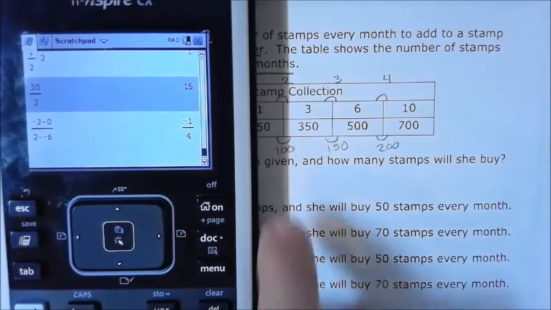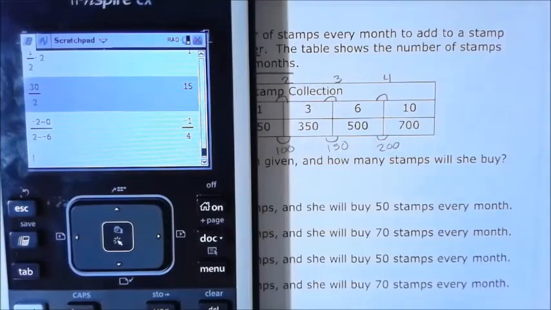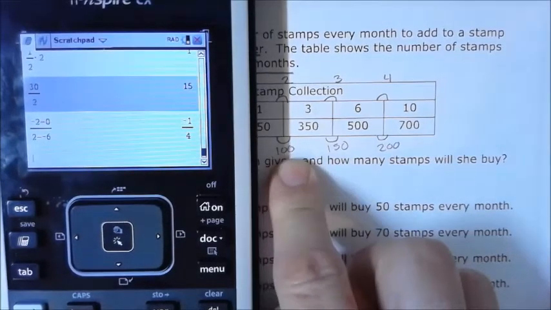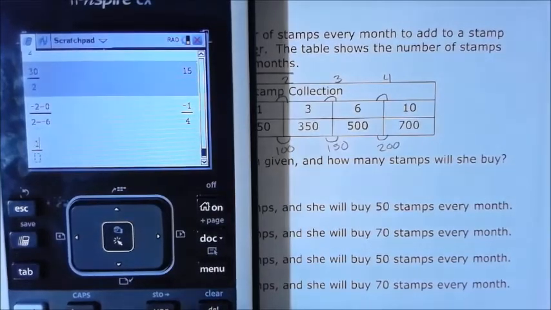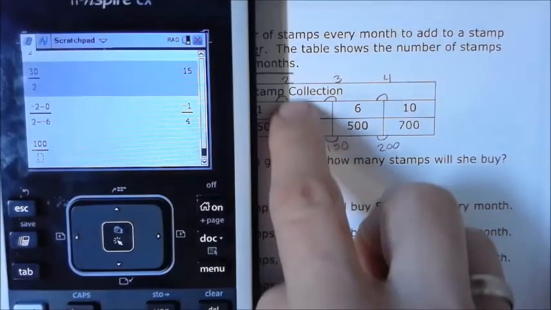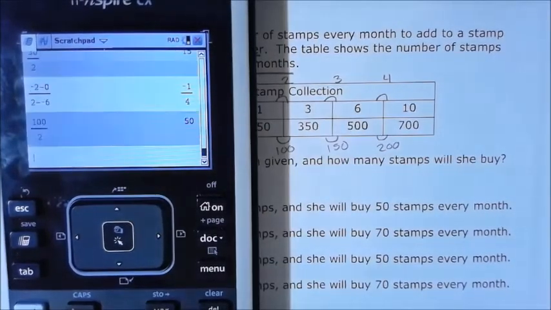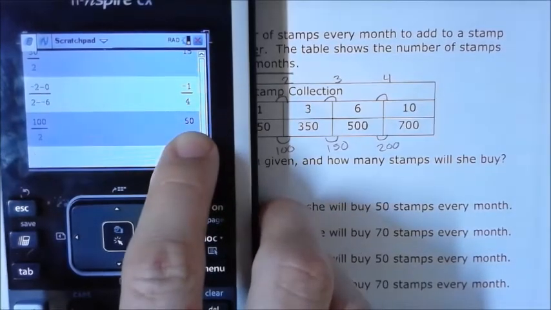So what I did on mine, I just said, okay, well, my change in y was 100. So I'm going to do my fraction bar. I'm going to do 100, and then my change in x was 2 months. And that gave me 50. So I had a change of 50.